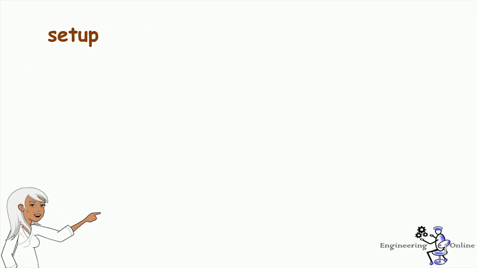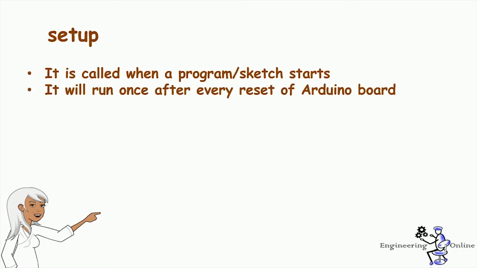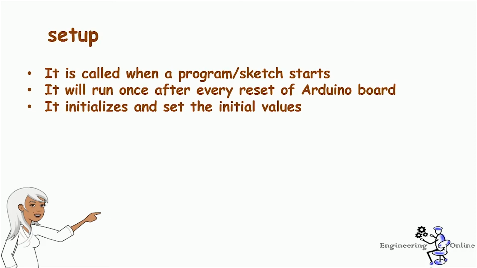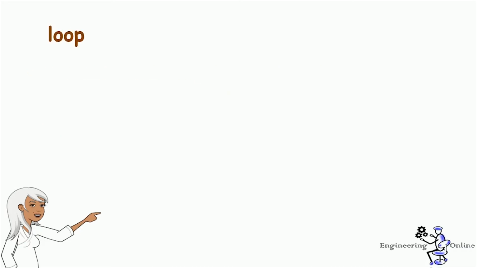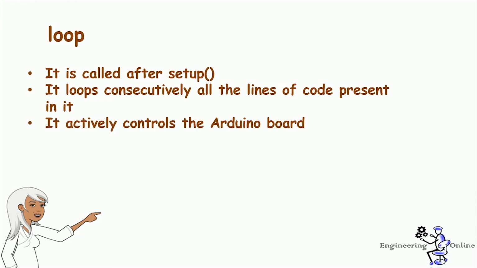The setup function is written at the start of an Arduino code or Arduino sketch. It is mainly used to initialize pin modes, variables, etc. It is executed only once when the Arduino board is powered up or reset. The syntax of setup is shown here: void setup and then empty brackets. Then we have loop. As the name suggests, loop executes all the lines of code present in it continuously. It actively controls the whole Arduino board. The syntax is shown here: void loop and then empty brackets.